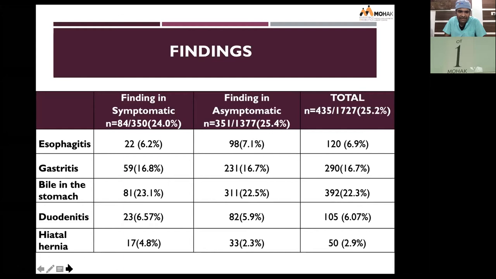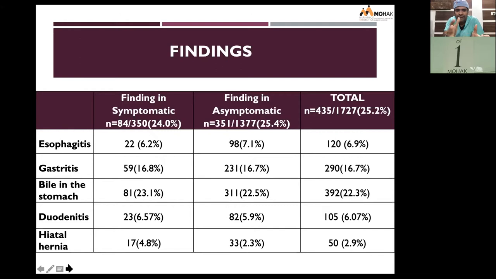16.8% had gastritis. The bile in stomach was somehow the most common finding which we had. So I think the bile in stomach might be responsible for their symptoms. The bile gastritis, you can say, is there in 81 patients. Duodenitis was detected in 23 and hiatus hernia in 17. So you find the figure common because some of the patients have combined pathologies.